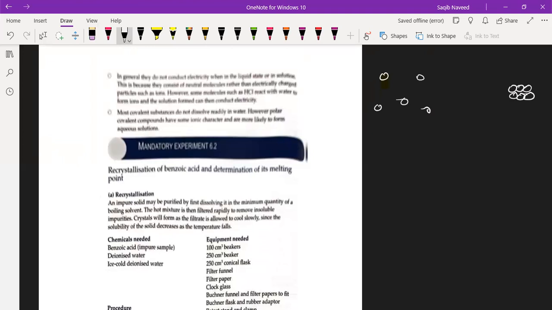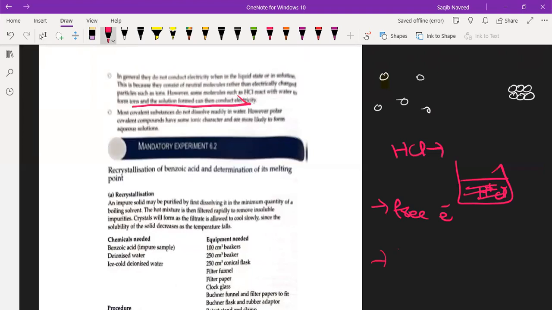Let me check how the molecule HCl reacts with water. It is soluble, and it will form ions with water to conduct electricity. HCl is a covalent compound, but when it dissolves in water, it forms H positive and Cl negative. Remember the rule that things will be conductors of electricity in two conditions: either they have free electrons or they have free ions. In these two cases, anything will be a conductor. Otherwise, it will be an insulator.